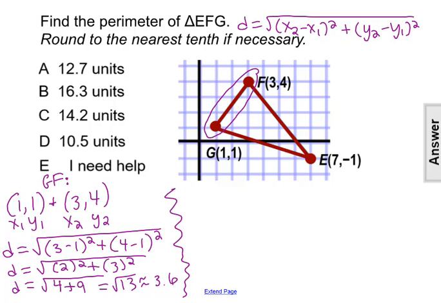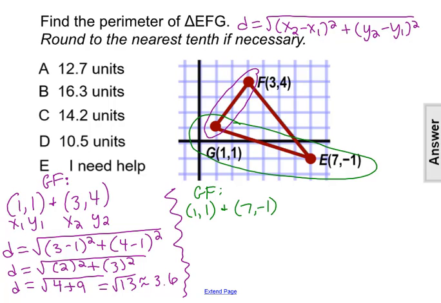Now let's find the side length of segment GE. So we're using points G and E, which are (1, 1) and (7, negative 1). So x1, y1 is 1 and 1, and x2, y2 is 7, negative 1. So using the distance formula, we'll substitute in those values. The distance equals the square root of x2 minus x1, so (7 minus 1) squared, plus we have y2 minus y1, which is (negative 1 minus 1) squared.